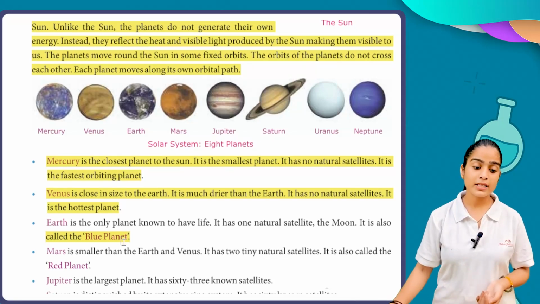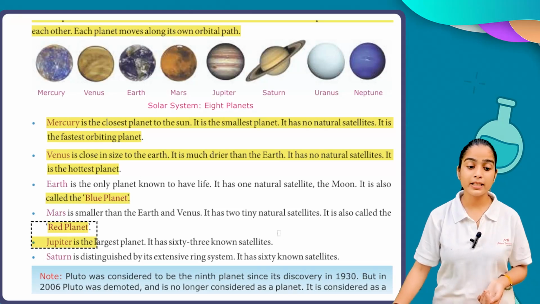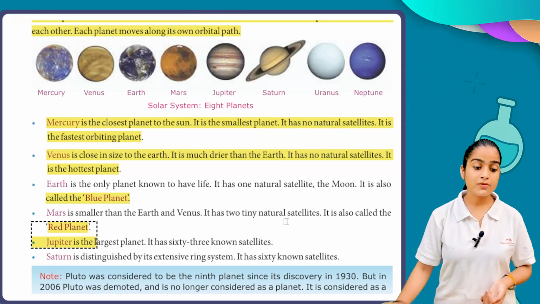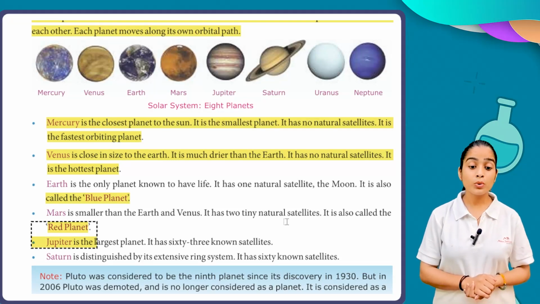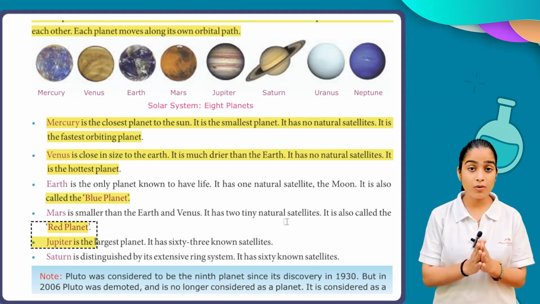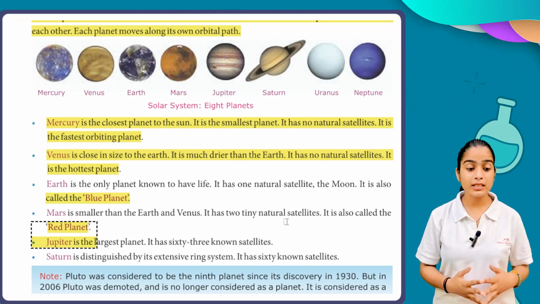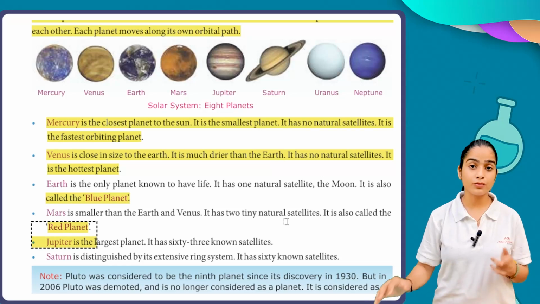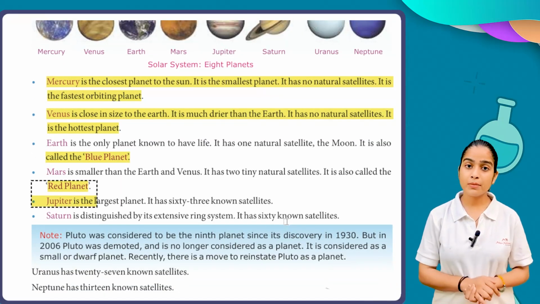Next we have Mars, which is smaller than the Earth and Venus. It has 2 tiny natural satellites. It is also called the red planet because the planet is red in color. Next we have Jupiter, the largest planet. It has 63 known satellites, and it is the biggest planet among the 8 planets.